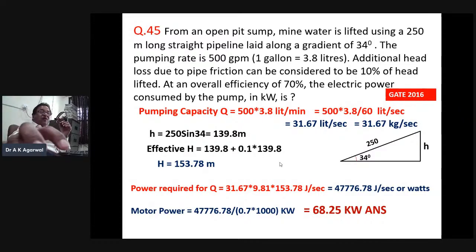This question was asked in GATE 2016. So whatever data is given, sometimes part of the pipeline is inclined and part of the pipeline is vertical. But always we have to find out the equivalent vertical head only, irrespective of the length of the pipeline.